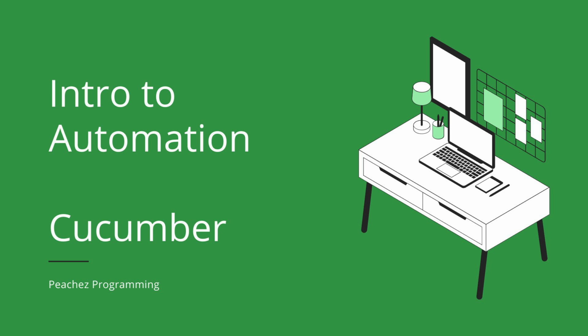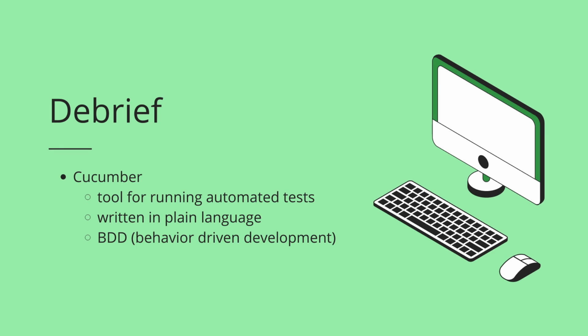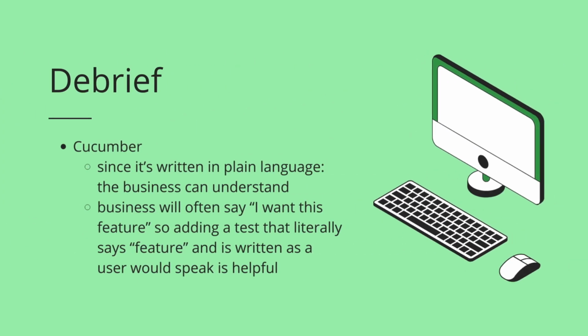In the previous video, we moved really quickly, so let's take a minute to debrief and talk about exactly what we just did. So Cucumber is a tool for running automated tests. It's written in plain language, and it implements something called behavior-driven development, modeling the behavior of a user. Since Cucumber is written in plain language, the business can easily understand what these tests are supposed to do.